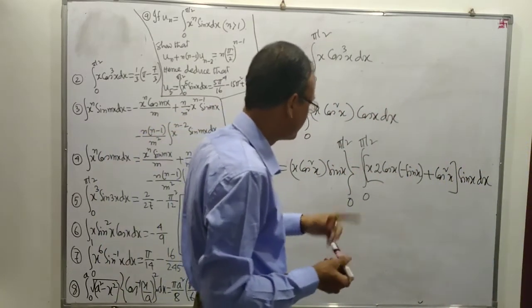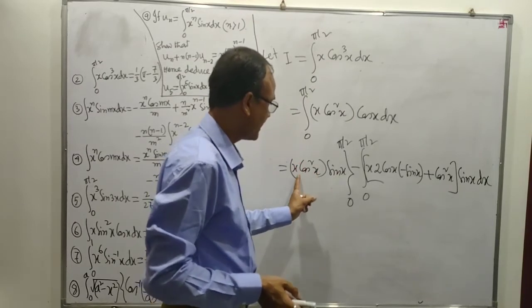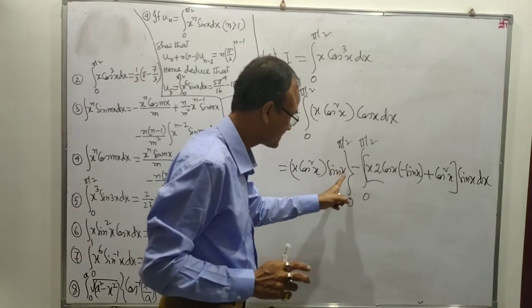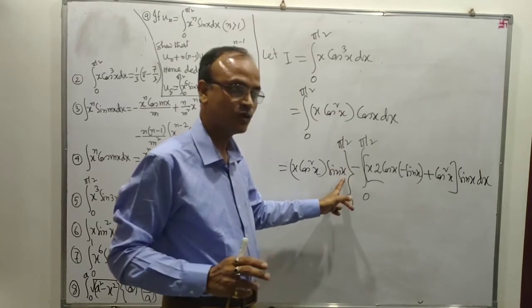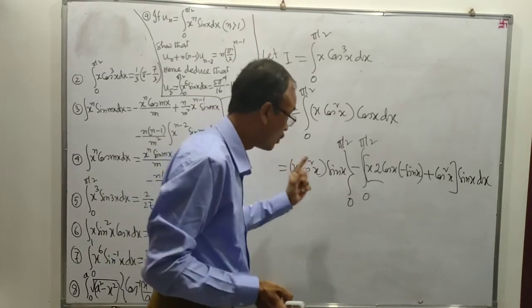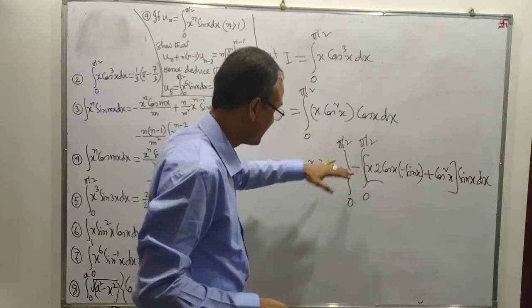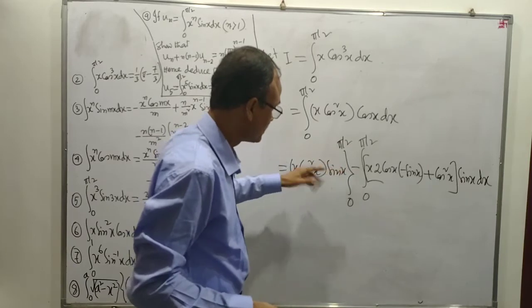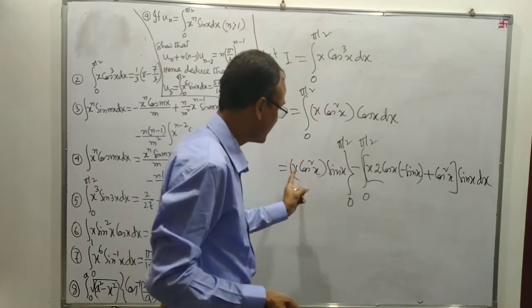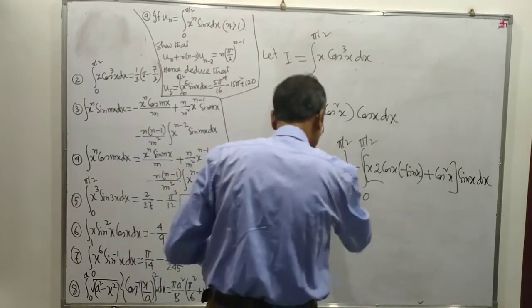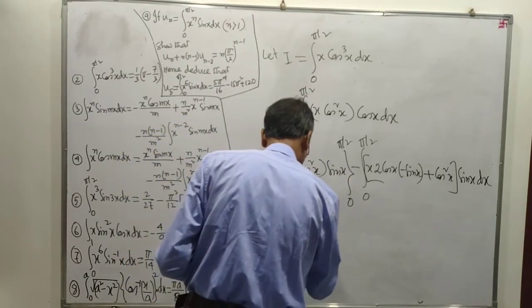You see, if you put x equal to pi by 2, no problem. If you put sin pi by 2, it will be equal to 1, no problem. But cos pi by 2 equals 0. Therefore, if you put pi by 2 here, it will be 0. And at x equal to 0, sin 0 equals 0, so the contribution from this will be 0. This is equal to 0 minus 0.